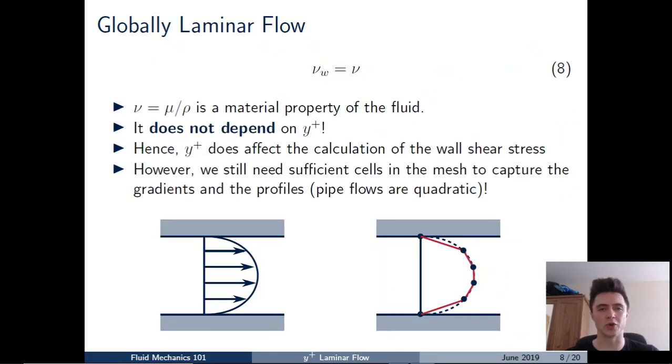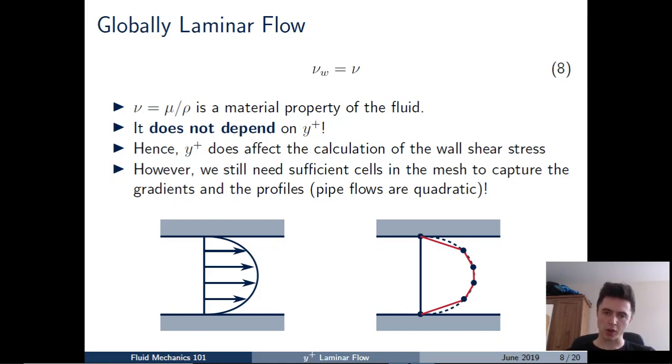Now, at this point, it's also very important to point out that our wall kinematic viscosity, nu sub W, does not depend on the value of y plus. And that's because we've just used a straightforward assignment there that it's going to be the same as the kinematic viscosity of the fluid. And this is a very important result because it's telling us that y plus does not affect the calculation of the wall shear stress when we have a globally laminar flow. So when you set up and solve your globally laminar flow simulation, then the wall shear stress is going to be computed using the same formulation regardless of what your y plus is.